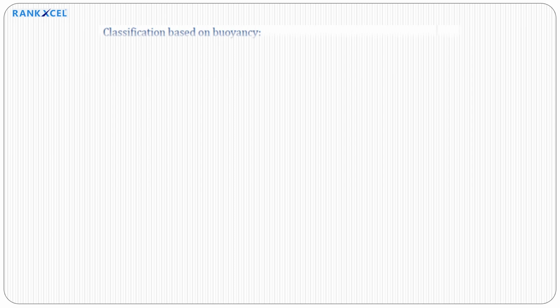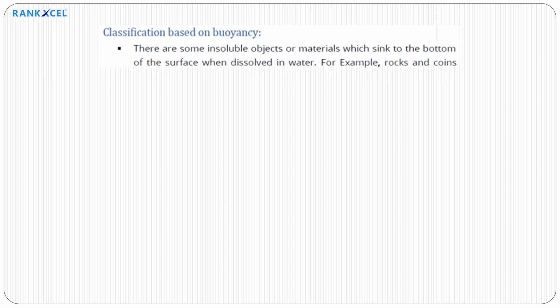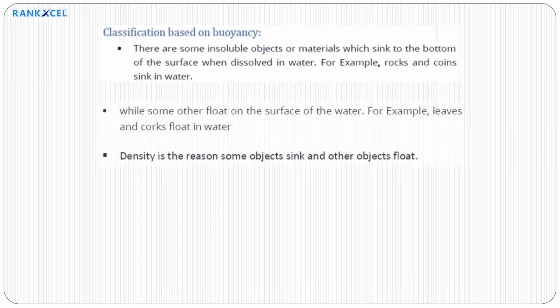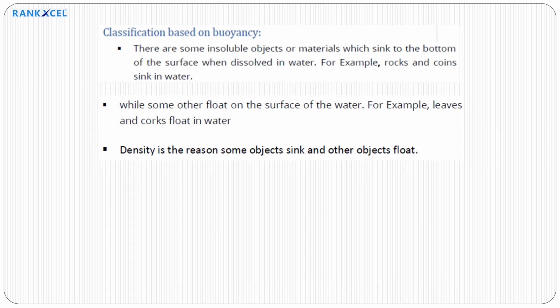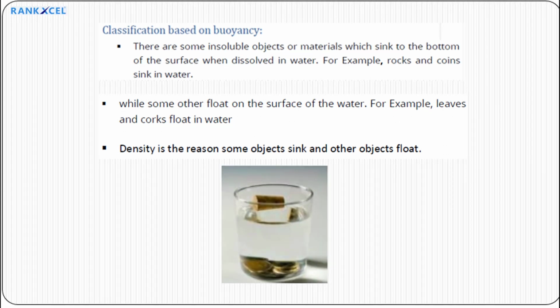Classification based on buoyancy. There are some insoluble objects or materials which sink to the bottom when put in water. For example, rocks and coins sink in water, while some others float on the surface of the water. For example, leaves and corks float in water. Density is the reason some objects sink and other objects float.